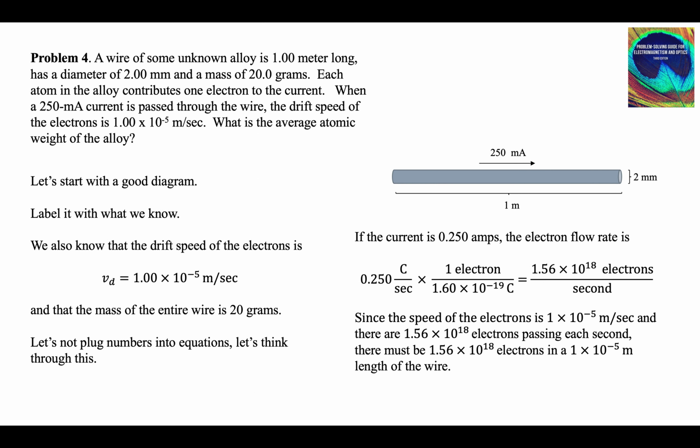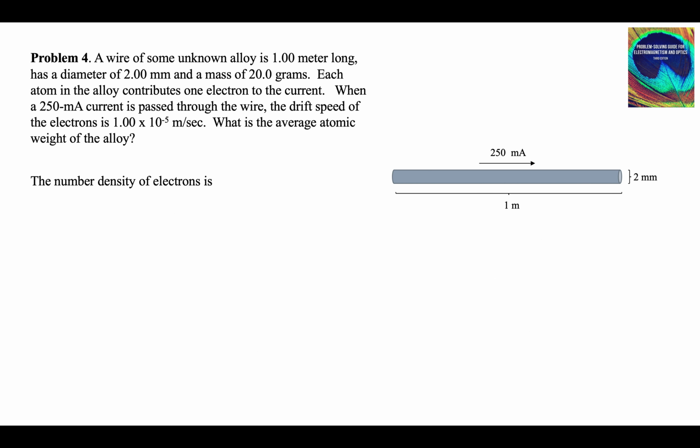Since the speed of the electrons is given as 1 times 10 to the minus 5th meters per second, and there are 1.56 times 10 to the 18th electrons passing every second, there must be 1.56 times 10 to the 18th electrons in a 1 times 10 to the minus 5th meter length of the wire. The number density of the electrons is number per volume.